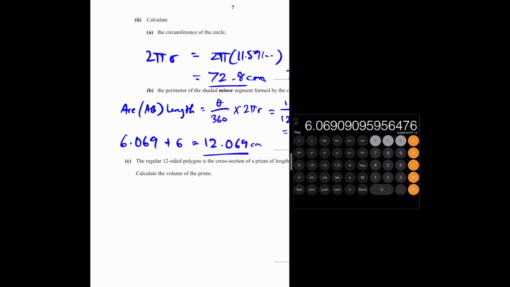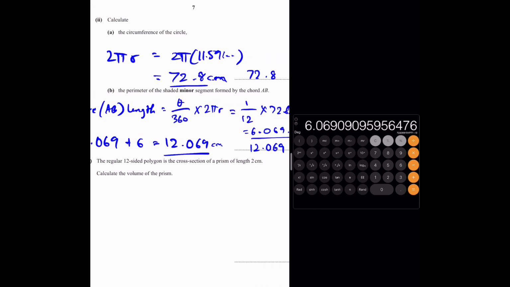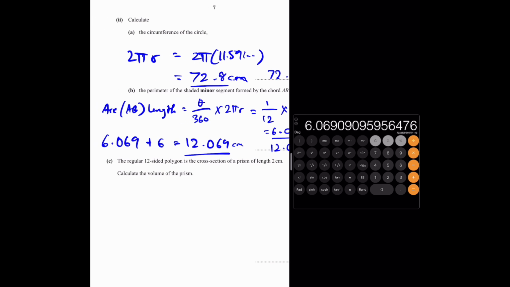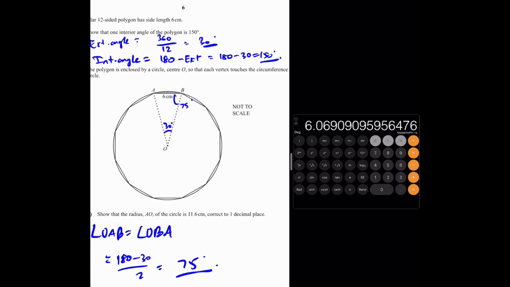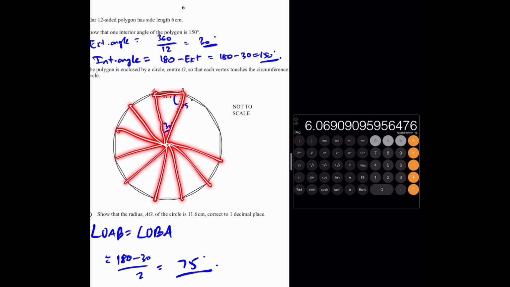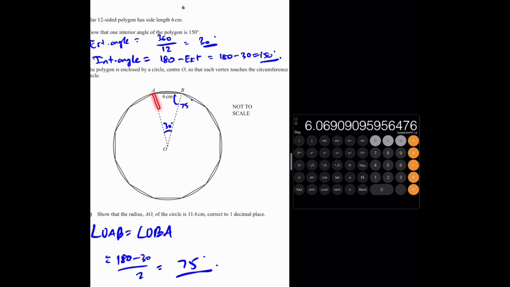Now for part C, the regular 12-sided polygon is the cross-section of a prism of length 2 centimeters. Calculate the volume of the prism. Well, to calculate the volume of the prism, we need the area of the 12-sided polygon. So, this area of this polygon here, we can see that is divided into 12 different triangles, like this. 12 triangles, and each one is the same size as OAB, the congruent triangles.